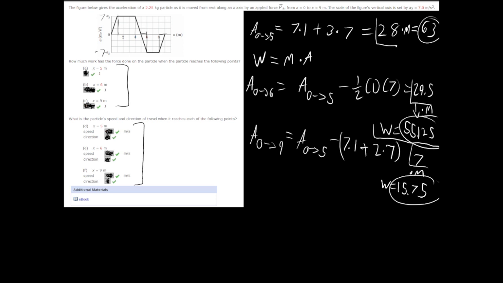Okay, so if we know that work equals the change in kinetic energy, that is what work is, and we also know that kinetic energy equals 1/2 mv squared, then from here we can actually figure out the velocity here, or the speed.